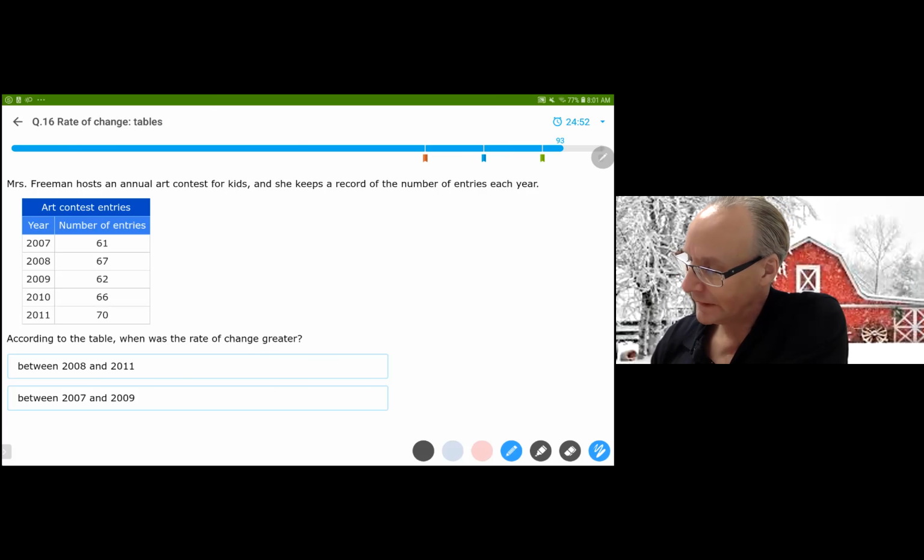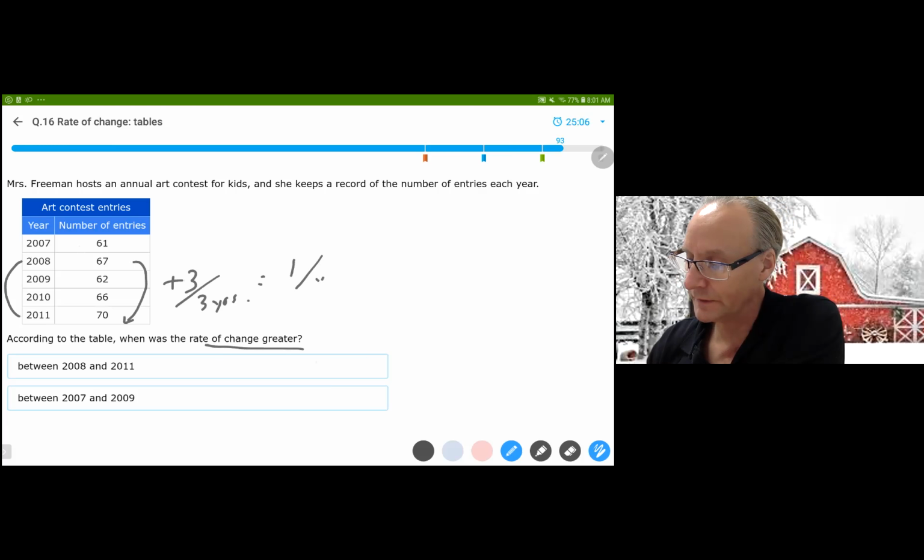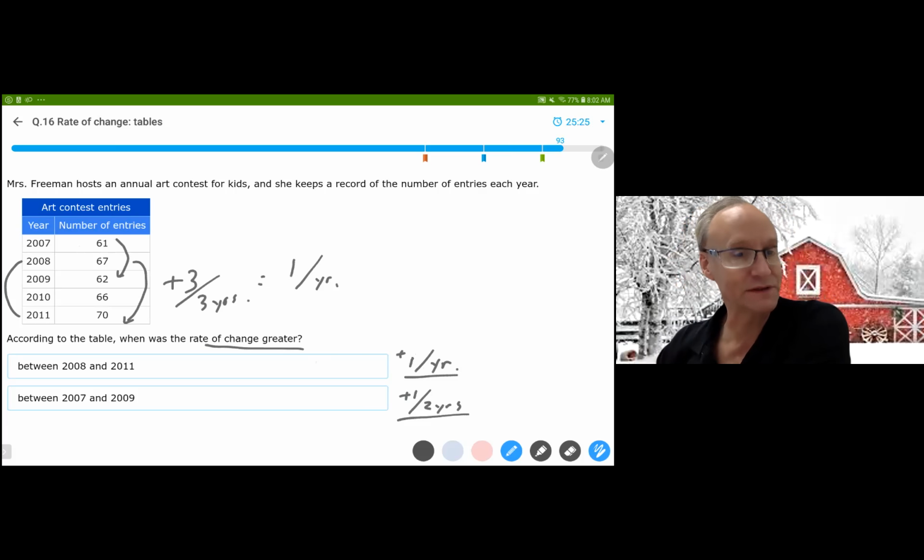Number of entries, and we want the rate of change to be greater from 2008 to 2011. That's a period of 3 years, and it looks like it went up 3 over 3 years, which is 1 per year, isn't it? So from 2008 to 2011, it went up, a positive 1 per year. All right, so now let's look at 2007 to 2009. It went up 1 over 2 years. Obviously, 1 is bigger than a half, isn't it?